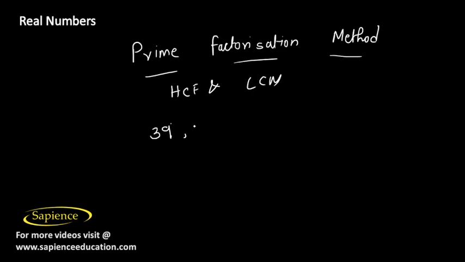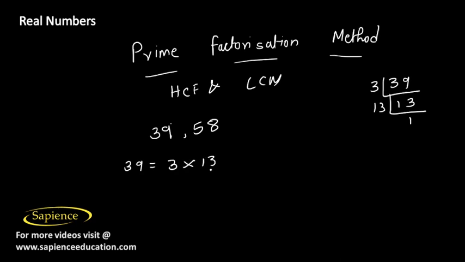39 and 58. So 39, if we factorize it, dividing by 3, we get 13. So 39 can be prime factorized into 3 into 13. Same way, now let us prime factorize 58, dividing by 2. 2 2s are 4 and 2 9s are 18. So 58 can be written as 2 into 29.